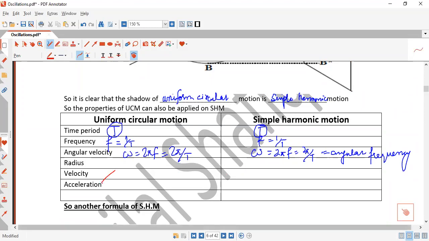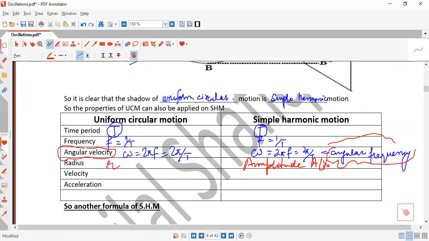Right, students? So what is omega here? Angular velocity. What is omega here in simple harmonic motion? It is angular frequency, right? So if this is radius r here, then it is amplitude a here.